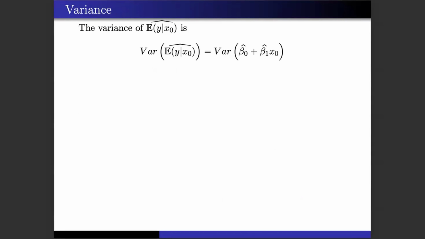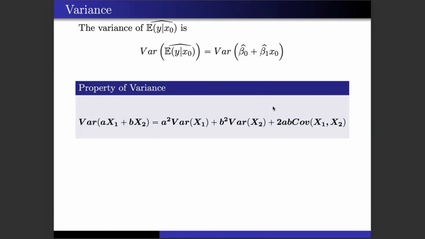We have already obtained that an estimate of expected value of y given x naught is equal to beta naught hat plus beta 1 hat x naught. So the variance of this estimate is equal to variance of beta naught hat plus beta 1 hat x naught. And now we use a property of variance that if we have two random variables x1 and x2, then variance of a x1 plus b x2 is equal to a square variance x1 plus b square variance x2 plus twice ab covariance x1 comma x2.